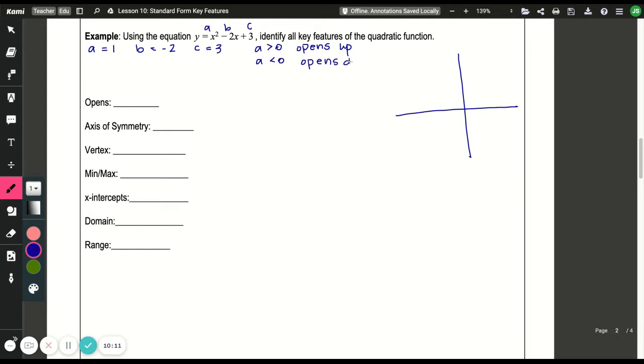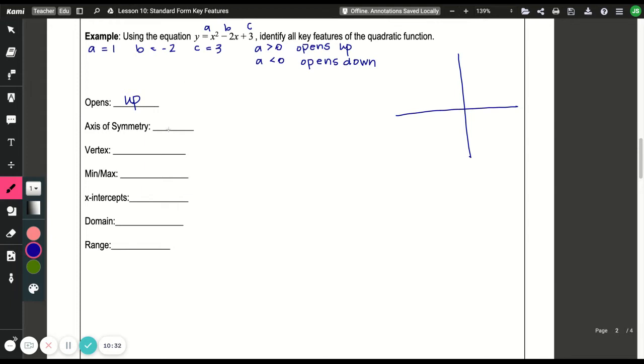So I'm going to give you all of the keys on how to find this. This is going to be a super important thing for you to have to be able to refer back to later, because it's going to give you all your notes on how you can answer all of these things. My A is a positive 1, so my graph's going to open up.